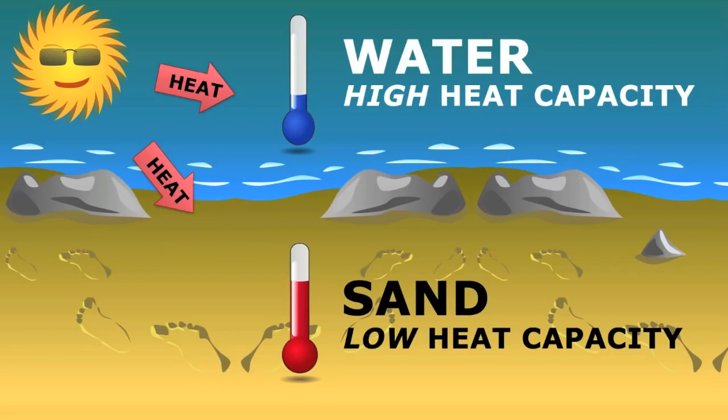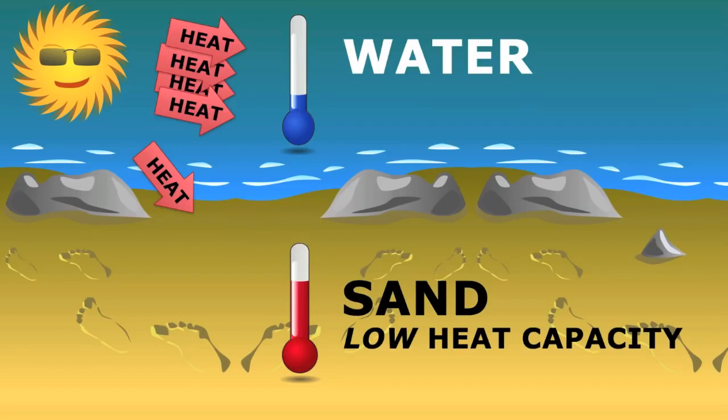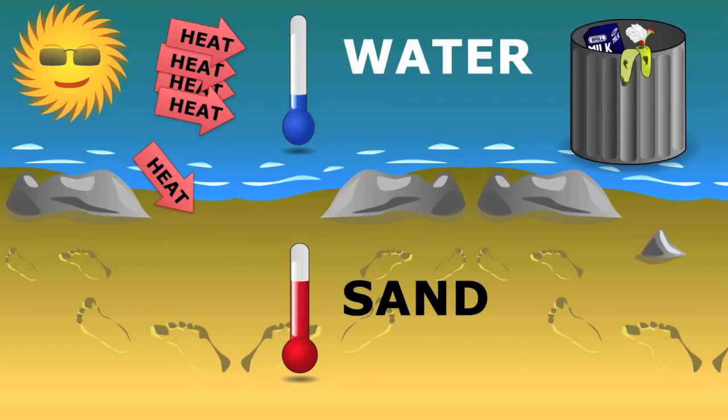So a small amount of heat from the sun can make the sand very hot. The difference between these two substances is huge. You could add tons and tons of heat to water, and it will resist temperature change. You can kind of think of water as having a large trash can for heat.